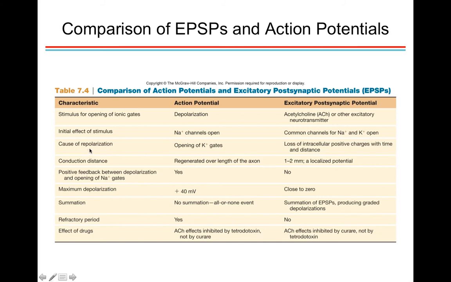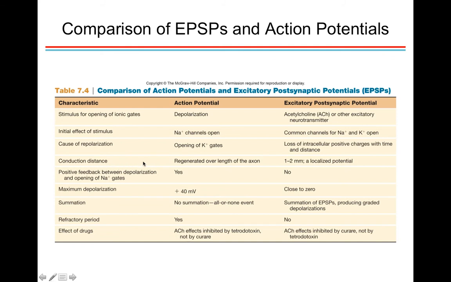What about repolarization? In an action potential, repolarization happens from the opening of the potassium gates, but in the EPSP, it's just a loss of the positive charges with time and distance. So these EPSPs don't travel that far, and you have to have a lot of them in order for the depolarization to travel to the axon hillock. You really need a significant amount of depolarization. With a little depolarization, it won't reach the axon hillock. This would typically happen right in a dendrite or even the cell body of a cell.